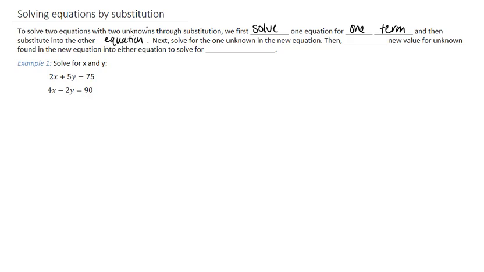Then we will substitute the new value for the unknown found in the new equation into either equation to solve for the other unknown, or second unknown. So let's look at example 1 to see how we can do this. So we see that we have 2x plus 5y equals 75. So this is equation 1, and our equation 2 is 4x minus 2y is equal to 90.